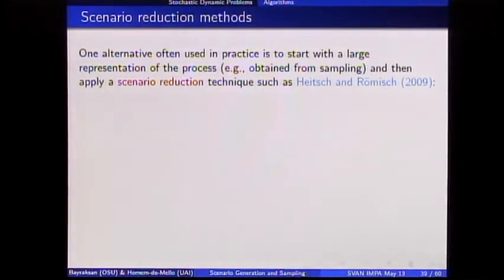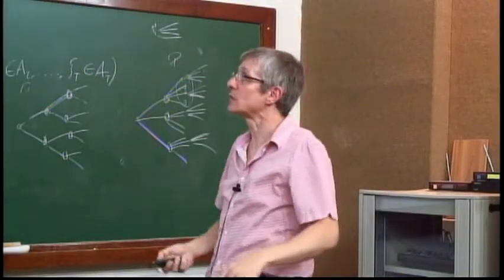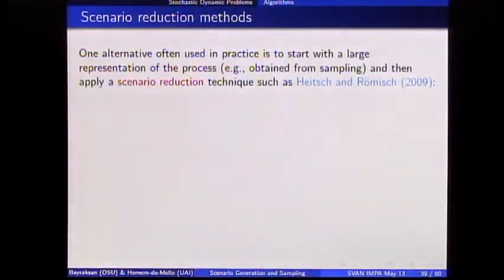Okay, so another alternative, which has been developed quite a bit by the group of Werner Romisch, is to do something that is similar, but apply a scenario reduction technique. Remember what scenario reduction is: when you start with a bunch of scenarios and you're trying to come up with a smaller number that represents them well, a subset of those scenarios that represent well the original set. That's scenario reduction.